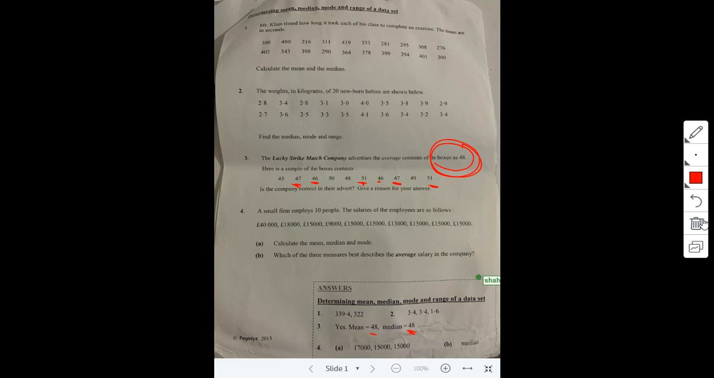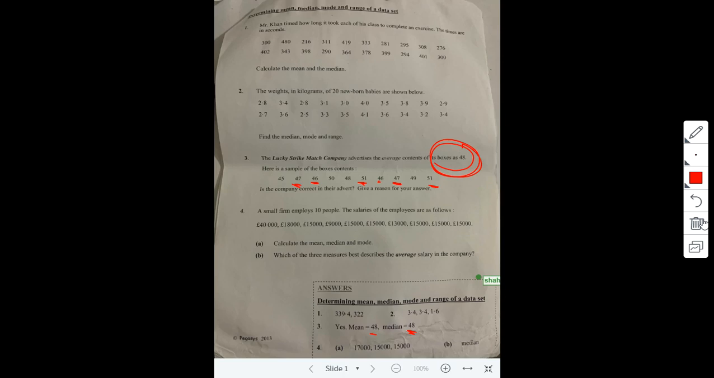So when it says which of the three measures best describes the average salary in the company, how is it median then? It says median. How would it be median? How is it not mode or something else? Okay. So what's your answer again? Like how it's mean that you're saying?